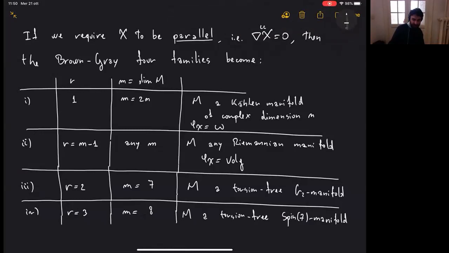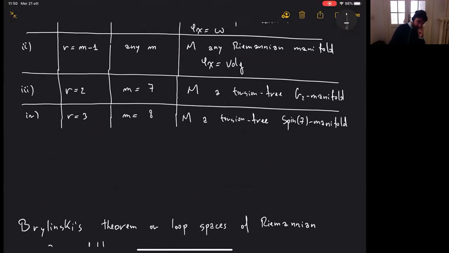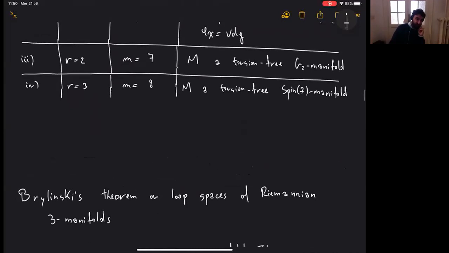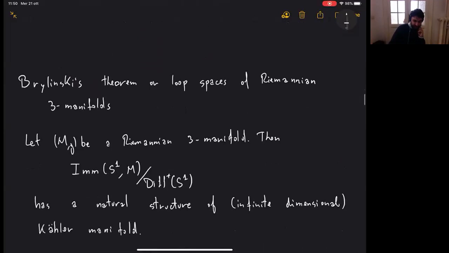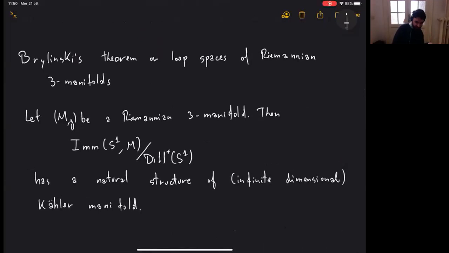So far, we have set what is the first ingredient in the theorem: a manifold in one of these four families. The second ingredient is a result from the 80s by Brylinski on the loop space of Riemannian 3-manifolds. Brylinski's theorem says that if we consider a Riemannian 3-manifold and loops into it, these freely immersed loops, then this quotient, this space of loops, has the structure of an infinite-dimensional Kähler manifold.